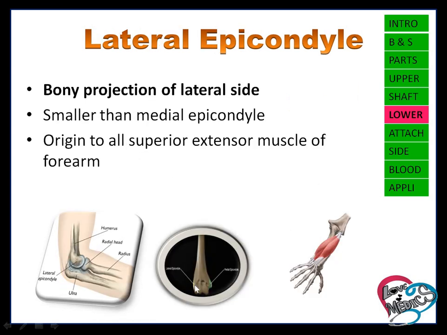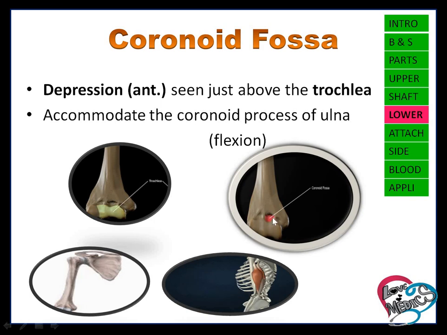Bony projection on the lateral side of lower end of humerus is called lateral epicondyle. It is smaller than the medial epicondyle and it gives the origin to all superficial extensor muscle of forearm. So it is called common extensor origin. Coronoid fossa is seen on the anterior aspect and just above the trochlea, and it accommodates the coronoid process of ulna when we flex the elbow.